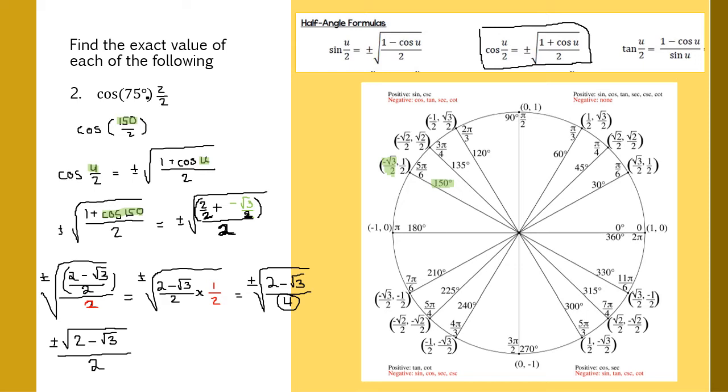Now we just need to decide what quadrant we're in. 75 degrees is more than 60, but it is still less than 90. So the 75-degree angle would be somewhere up in here. So the x and the y coordinates would both be positive. So again, in this instance, because we're in quadrant 1, the x-coordinate, or the cosine value, is positive, we will choose the positive root.